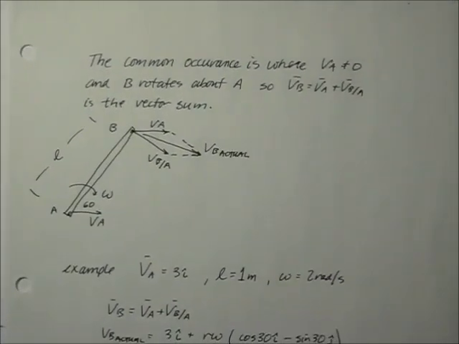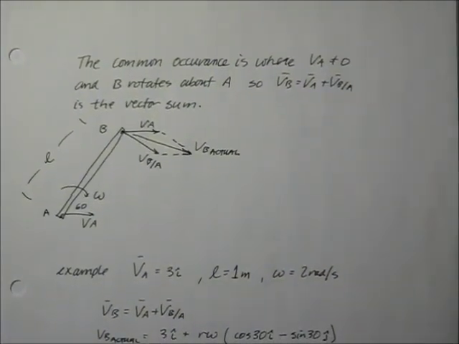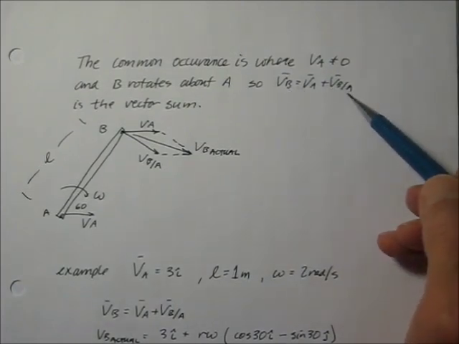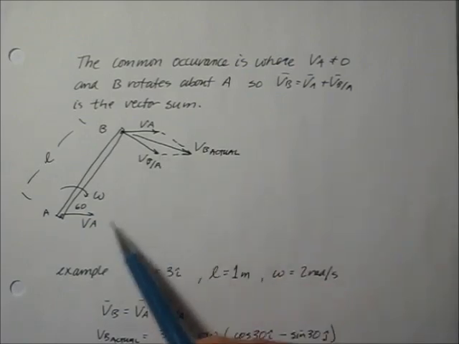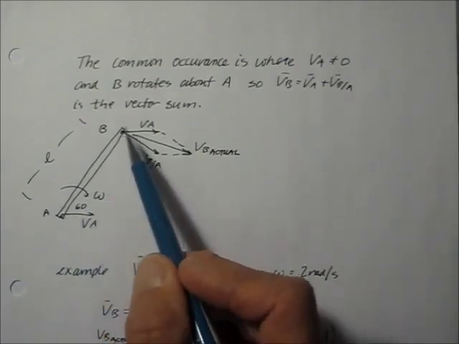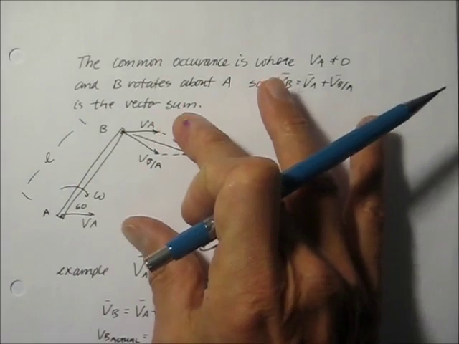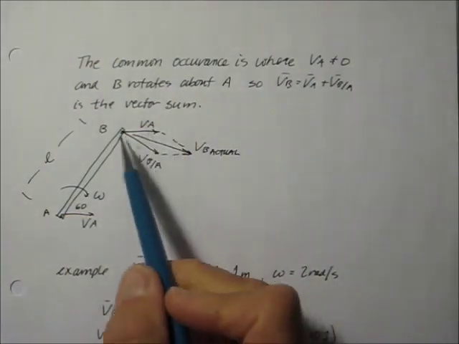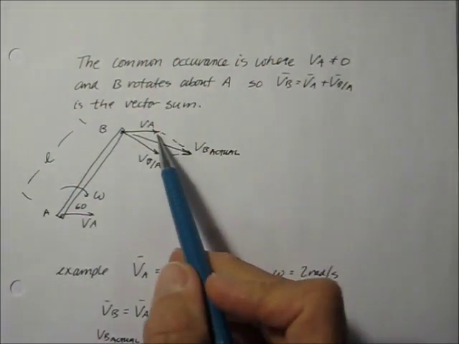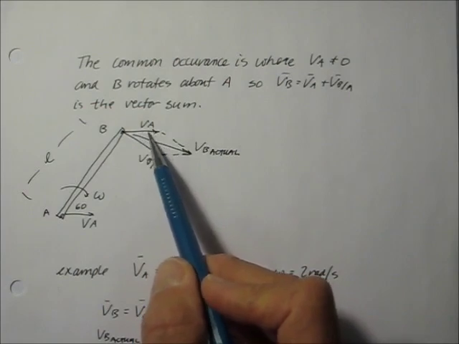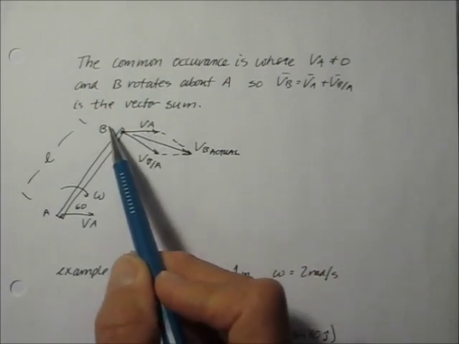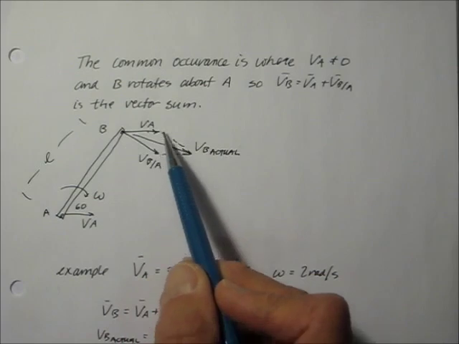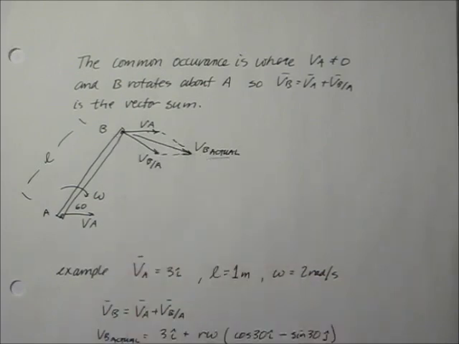Well, the common occurrence, however, is where V of A is not equal to 0 and B rotates about A, such that the equation applies, and we are now looking at the vector sum of the two components. We're going to have a velocity of A, which applies to B because it's both translating and rotating. So the translating component comes up to B, and the rotation component comes up to B, and the actual velocity of B is going to be the vector sum.